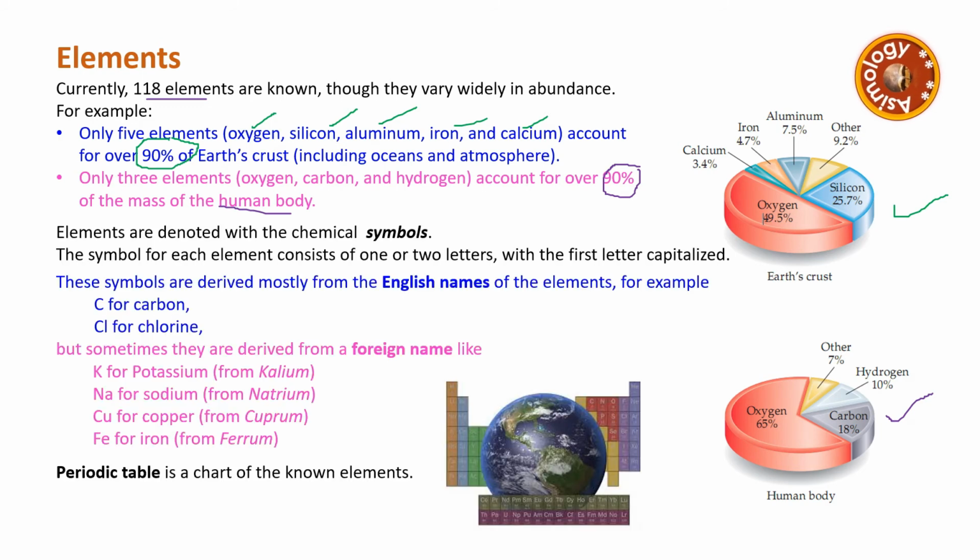Elements are denoted with chemical symbols. The symbol for each element consists of 1 or 2 letters, with the first letter capitalized. These symbols are derived mostly from the English names of the elements, for example, C for carbon, Cl for chlorine, but sometimes they are derived from a foreign name, like K for potassium, from kalium, Na for sodium, from natrium, Cu for copper, from cuprum, Fe for iron, from ferrum. The periodic table is a chart of the known elements.